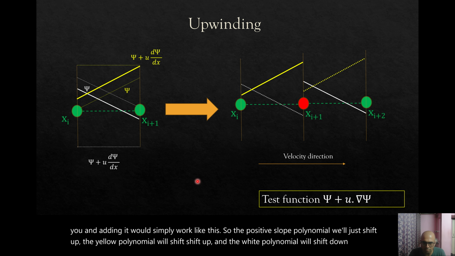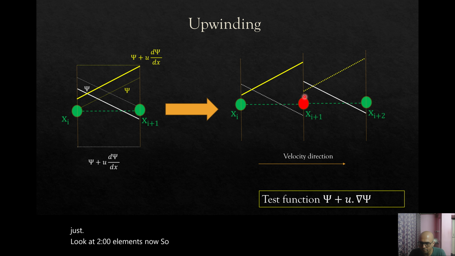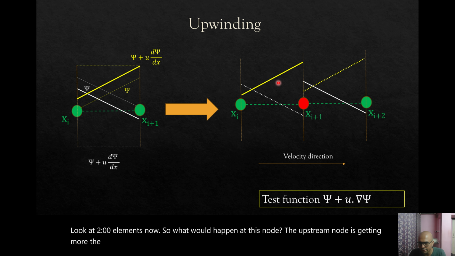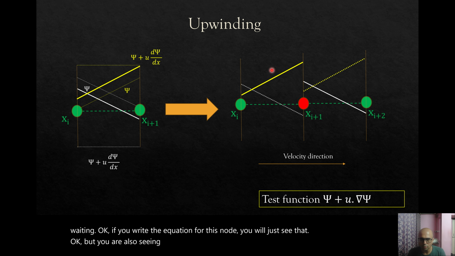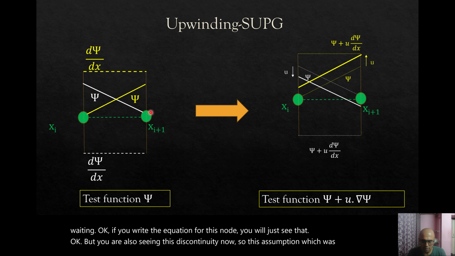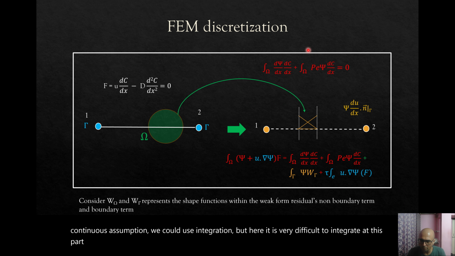Let's just look at two elements now. What would happen at this node? The upstream direction is getting more weighting and the downstream direction is getting less weighting. If you write the equation for this node, you will just see that. But you are also seeing this discontinuity now. With the continuous assumption, we could use integration, but here it is very difficult to integrate at this part. So we have to develop a specific FEM formulation for this.